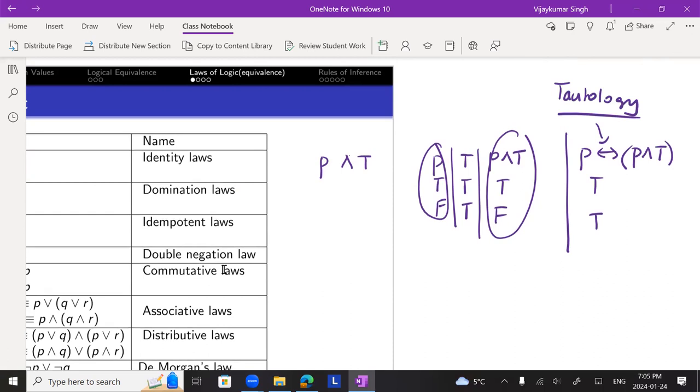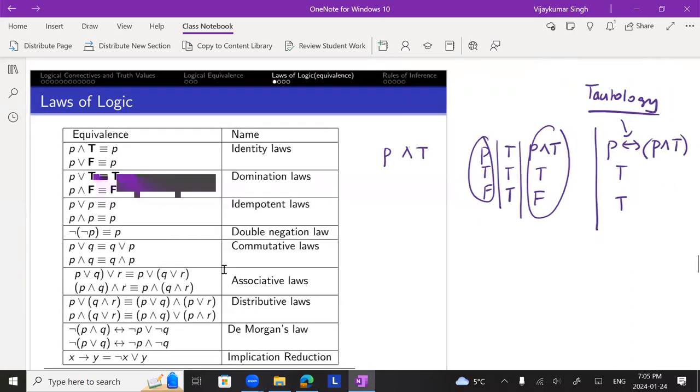What is the meaning of this? The meaning of this is simply that wherever you have P and true, you can simply replace that by what? P. That is the meaning of this statement, right? Why? Because they are exactly the same statement. Does that make sense, right?